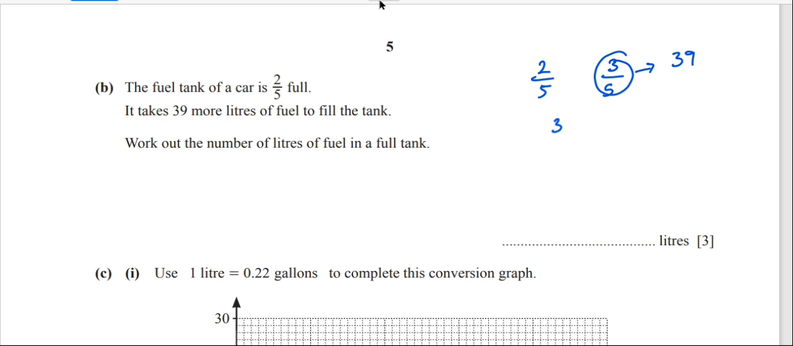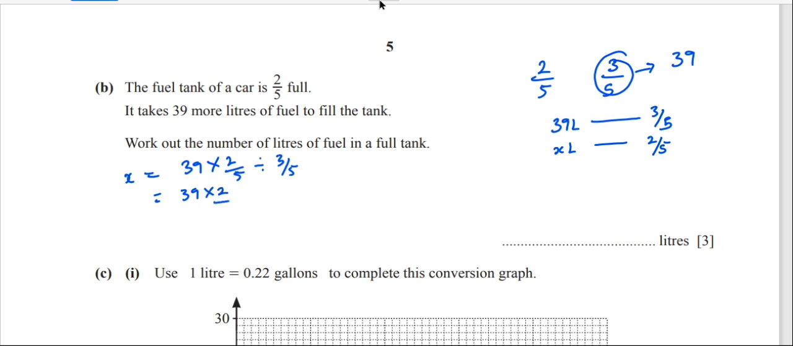So if 39 liters is equivalent to 3 over 5, then how many liters will be equivalent to 2 over 5? So when you cross and multiply here, you will get that x is equal to 39 times 2 over 5 divided by 3 over 5. Okay, so when you work that out, you have 39 times 2 over 5 times 5 over 3. So this 5 and this 5 will go. This 3 here will give you 1 and 13.